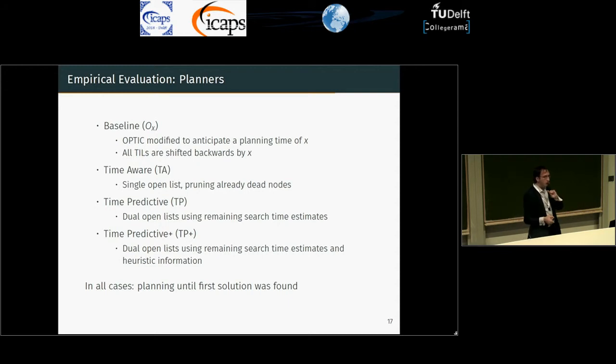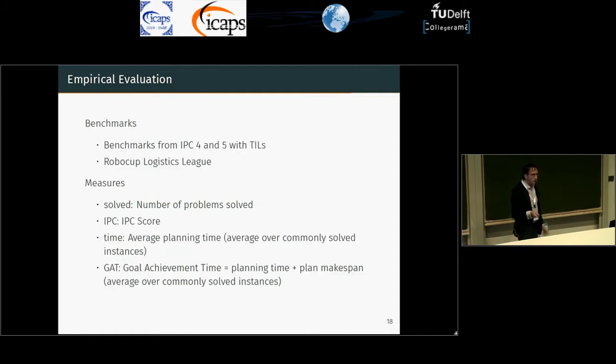One is, we call it time aware. So no estimates, no estimated remaining search time, just straightforward: if it's too late already, you can prune a state. Number 2 is using dual open lists and using the estimated remaining search time. And then time predictive plus is also saying, well, we can plug the relaxed plan in and get a more refined estimate from there. And in all cases, we stop when we find our first solution. We took IPC benchmarks which have TILs, not so many of them, but we used all of them.